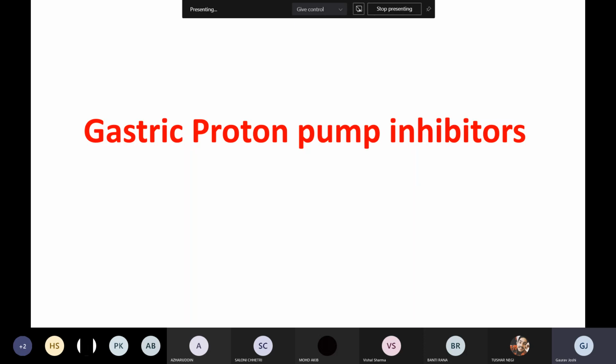We'll be discussing today the medicinal chemistry of these gastric proton pump inhibitors, for what purpose they are used, and how they are more beneficial in comparison to the individual H2 receptor antagonists. We'll also discuss the general chemistry, and what our drug should look like when we are developing a gastric proton pump inhibitor. So we'll be discussing these things today.